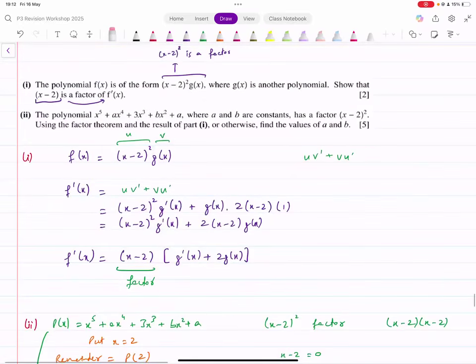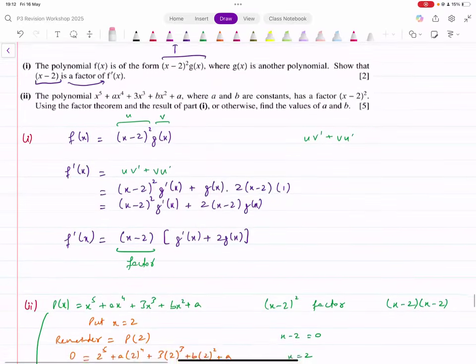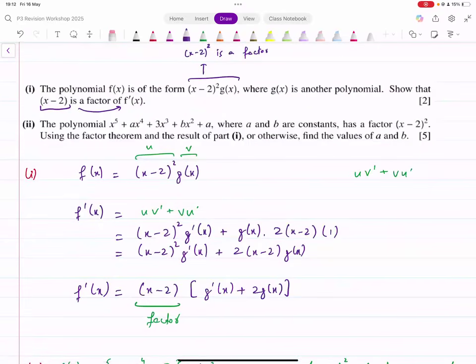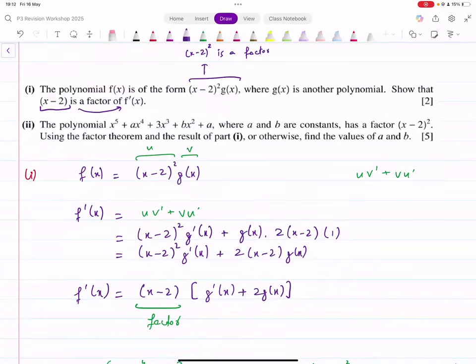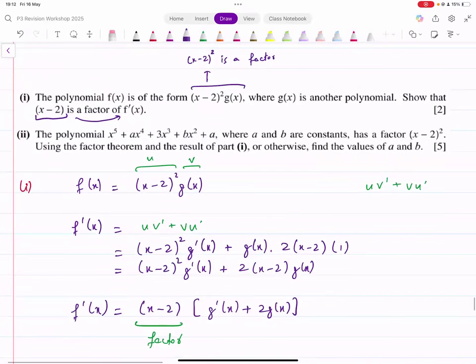Now, sometimes you will see a couple of questions in recent past papers as well. They have differentiation involved with polynomials somewhere. This is an example of that. We have this polynomial f of x, and it is of this form: x minus 2 whole squared into g of x. And g of x is another polynomial. Show that x minus 2 is a factor of f prime of x. Now, what's f prime of x? That's the derivative of f of x.